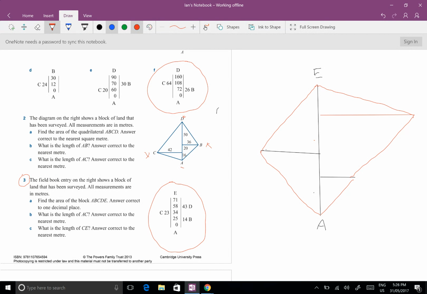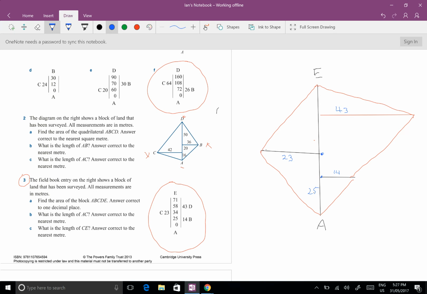So let's put some things in here that we know. We know that this distance here is 23. We know this distance here is 14. We know this distance here is 43. Now we need to work out the distances going up. Well, the first one's pretty easy. That distance is 25. But this distance between this point and this point, we have to work that out.